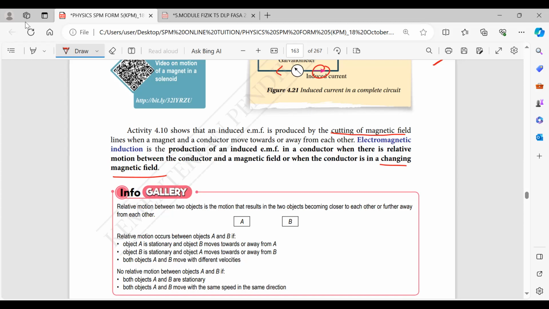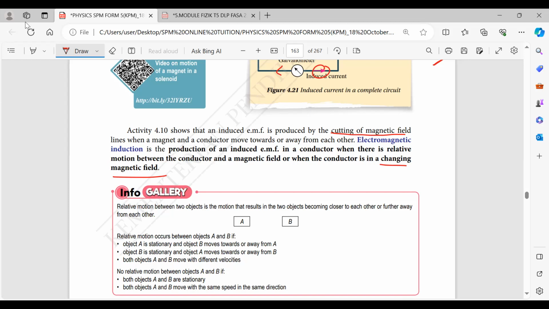Because if the number of field lines cut, or the rate of magnetic field line cut, is the same, then there will be no EMF induced. There must be a change in the magnetic field lines being cut. There must be a rate of magnetic field line cut. Then only will you have EMF induced.